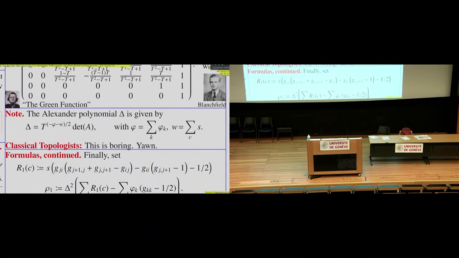If you were Cameron Gordon, and I'm really sorry he's not here because I really wanted him to be here now, you would yawn because it's so, so, so boring. In fact, the determinant of this matrix A that I wrote is essentially the Alexander polynomial, up to a minor normalization. If you multiply by t to the minus phi minus w divided by 2, where phi is the absolute total rotation number, the sum of all rotation numbers, and w is the sum of all the signs of all the crossings, you get precisely the Alexander polynomial. So boring. Fall asleep, please.